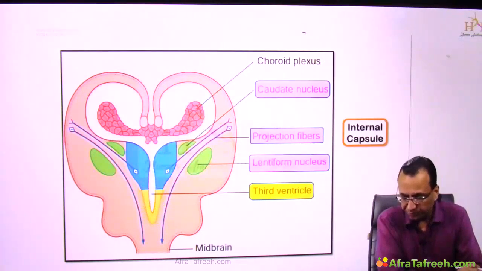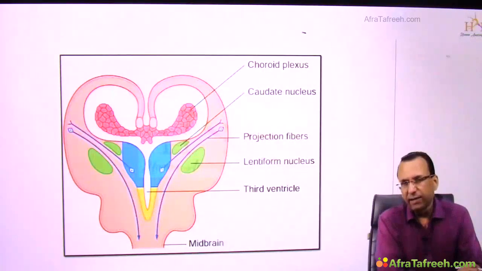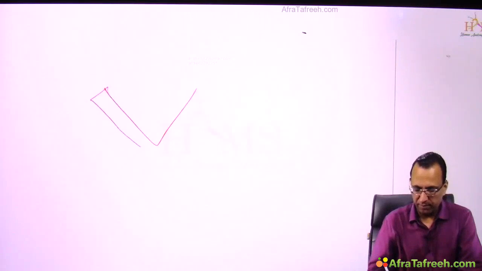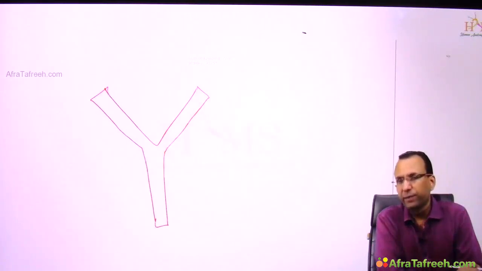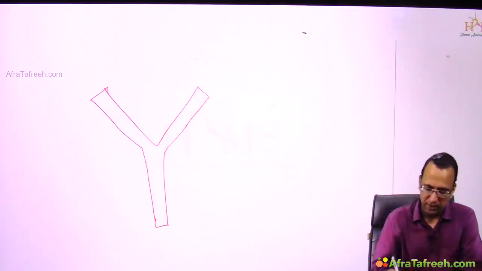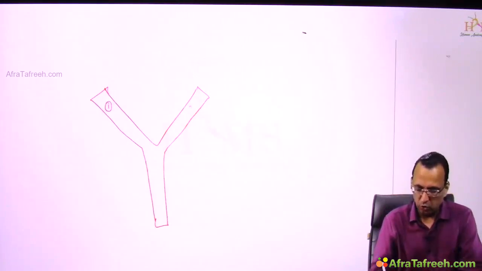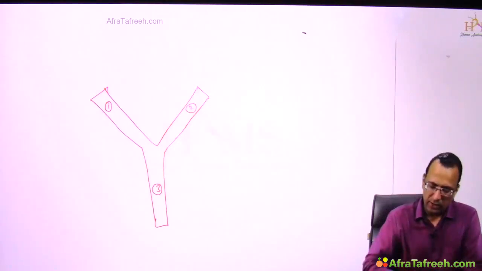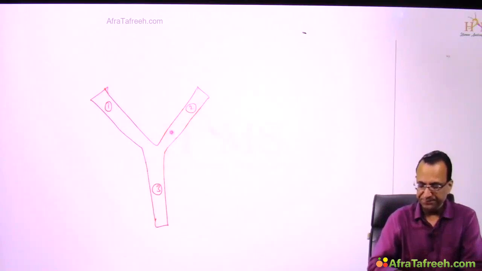As you say so, I have to draw a diagram for that. Let us draw the diagram then. And as you are drawing the diagram, you will tell that this is the Y-shaped ventricle. If you remember, there was a Y-shaped ventricle in the forebrain. Ventricle number 1, ventricle number 2, ventricle number 3. Number 3 is a midline ventricle. Ventricles 1 and 2 are also called lateral ventricles because they go to the right and left side.